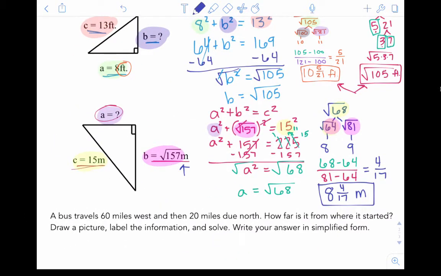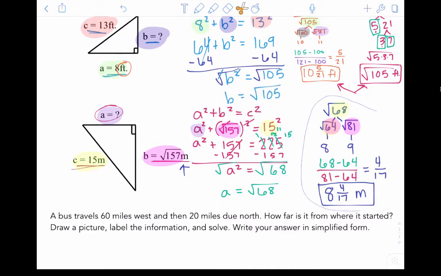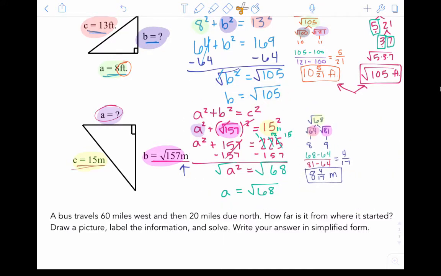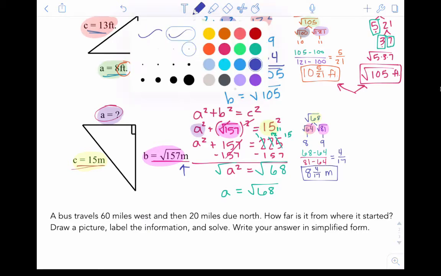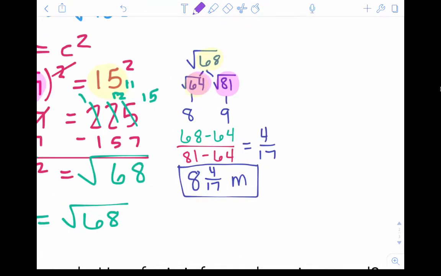Next, I need to simplify this, so I need to do my factor tree. Let me give myself a little bit of space. So the first thing I need to think to myself is, what two numbers multiply into square root of 68? Well, I see that that's an even number, so I know that 2 is going to be one of them. 2 goes into 6 3 times, and 2 goes into 8 4 times.